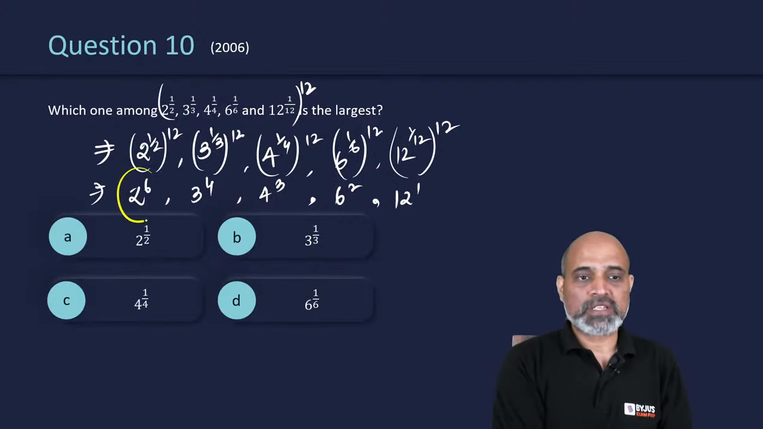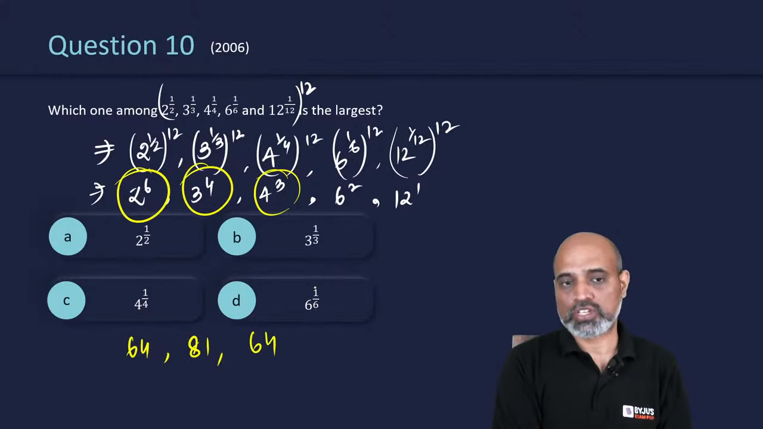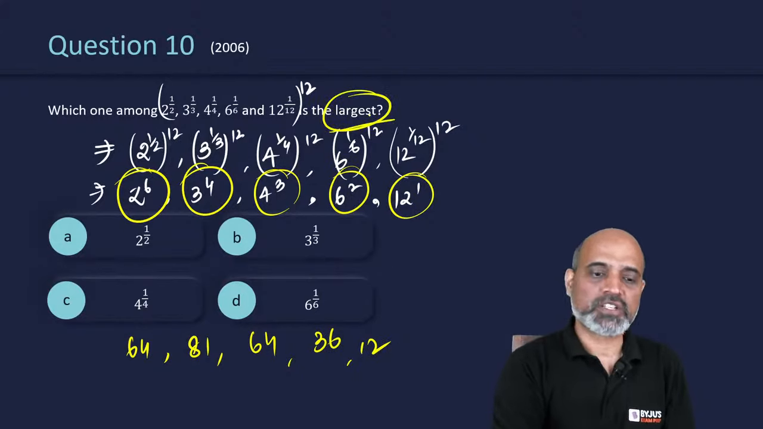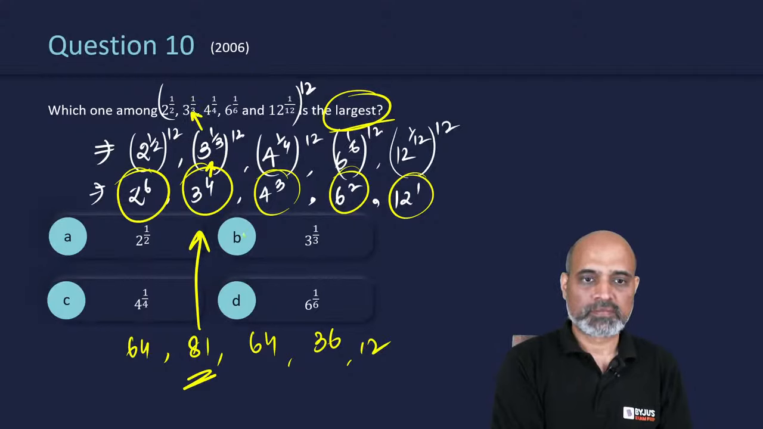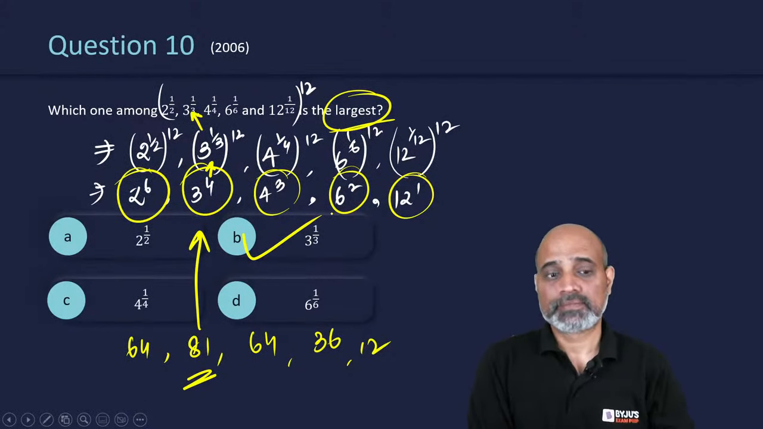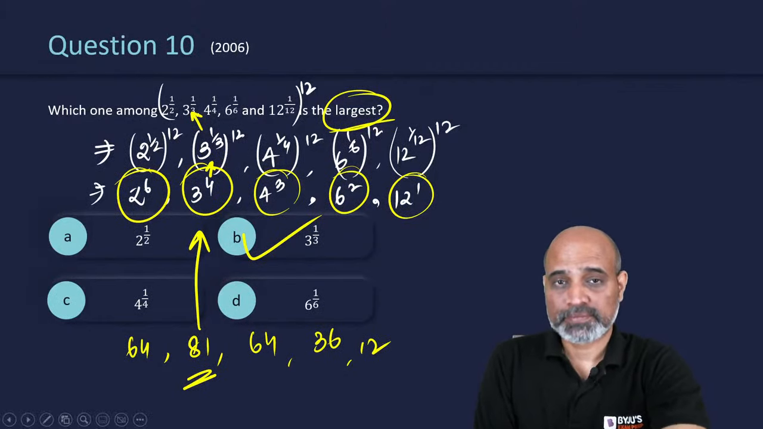Now, 2 to the power 6 is 64. 3 to the power 4 is 81. 4 cube is also 64. 6 square is 36. This is 12. Question is, which one is the largest? So the largest is of course 81. That means this, B. So cube root of 3 is the largest value among all this.